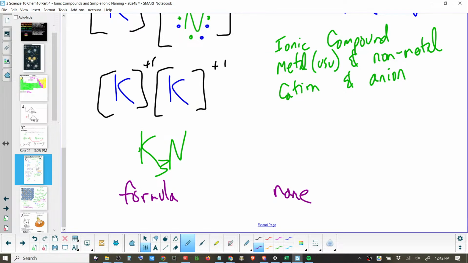I just said it, but if someone else can guess, what is the name of this compound? Tri... Nope. If any of you thought tri, that is covalent naming. So don't. Potassium nitride? Potassium nitride.